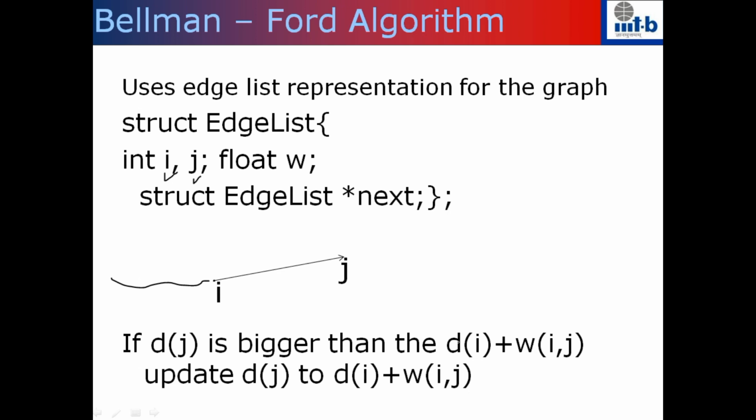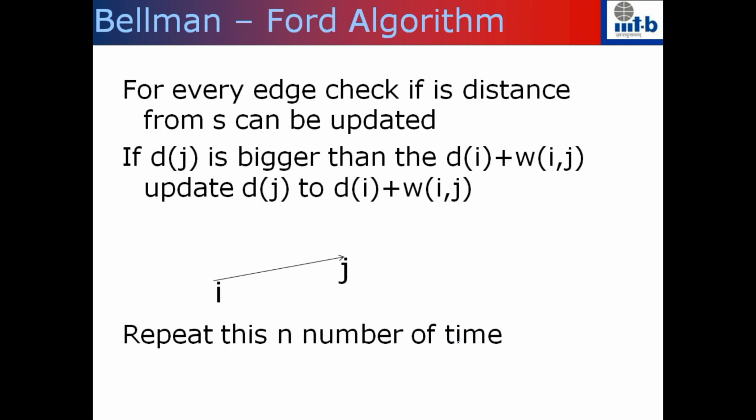See, if the shortest path that you have right now is bigger than the weight of the path from s to i plus the weight of this edge, then we have discovered a better path from s to j. So in that case, you update your shortest path from s to j as d of j is equal to d of i plus weight of this particular edge. So this has to be checked for every edge.